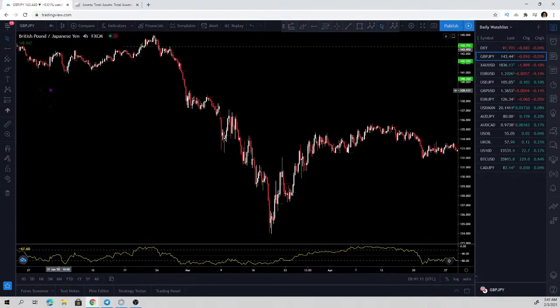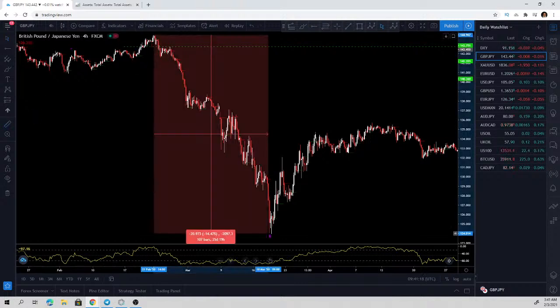So from high to lows after that level broke, we're talking about, hold on, a 14.5% move to the downside. That is massive. That's 2100 pips, right?